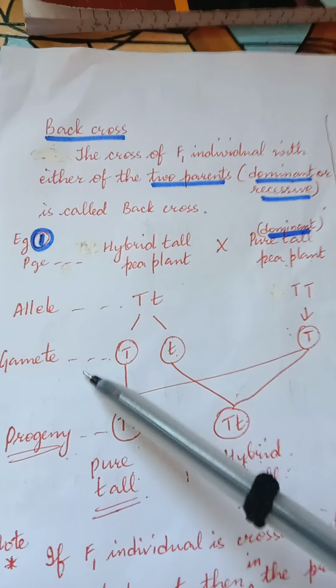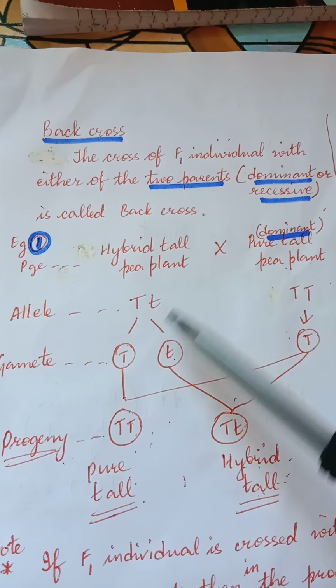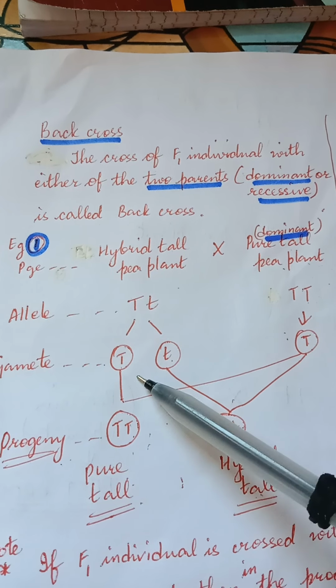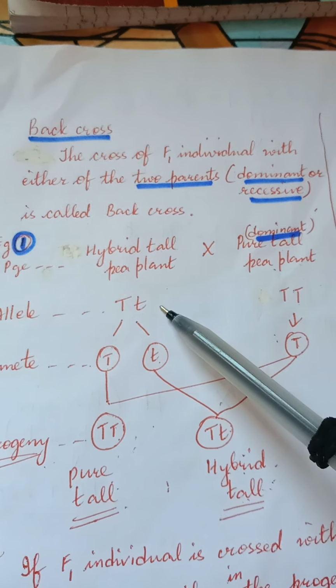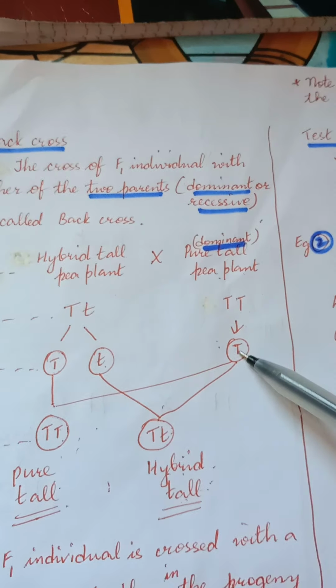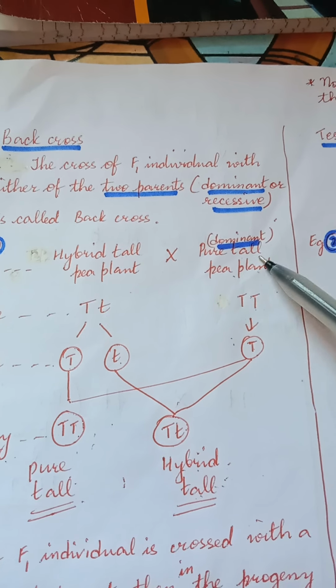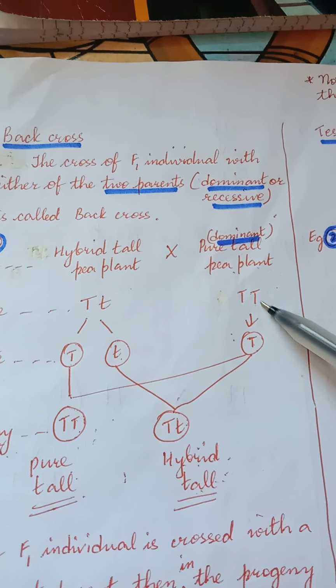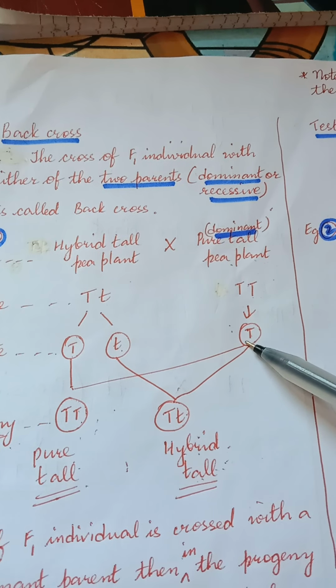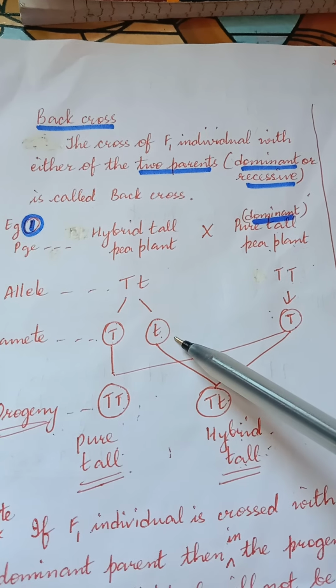So the next step is your gamete formation. The gamete that will be produced by the hybrid tall pea plant will either carry capital T factor or small t factor, since both are there. And the gamete that will be produced by the pure tall pea plant will always carry capital T factor because only capital T is there. So only one possibility is there, whereas out here two possibilities are there.